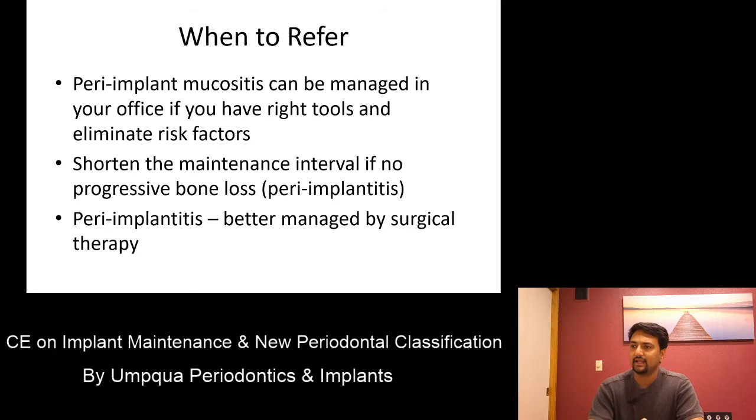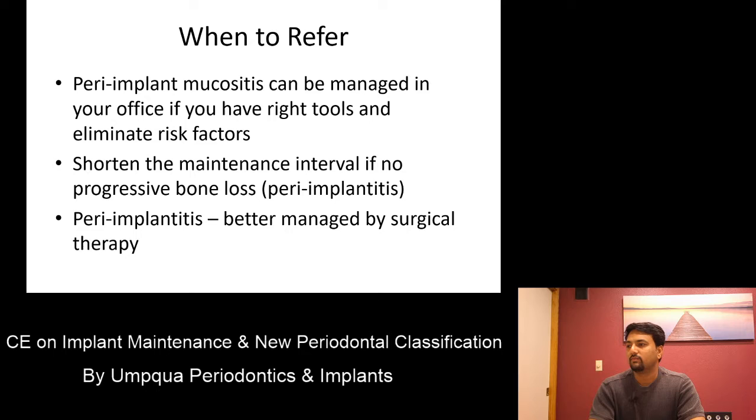One another point on this slide is shortening the maintenance interval. If you feel that the home care is lacking, but yet the disease has not progressed to bone loss around the implant, then you can shorten the interval of maintenance to every 2 months. If it's a big prosthesis or you feel the patient's dexterity is going down, probably every month. Every practice, you can decide what works between you and the patient. But that's a good strategy to shorten the maintenance interval.